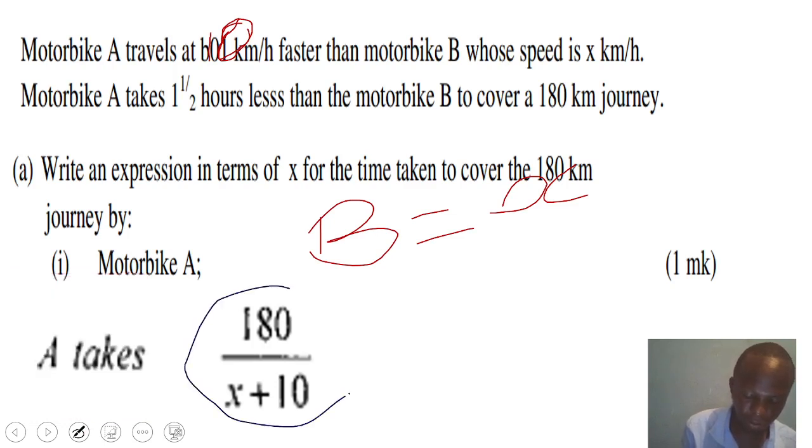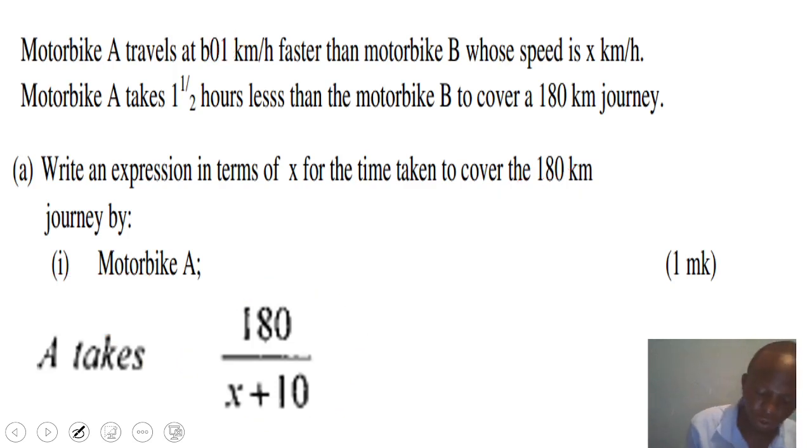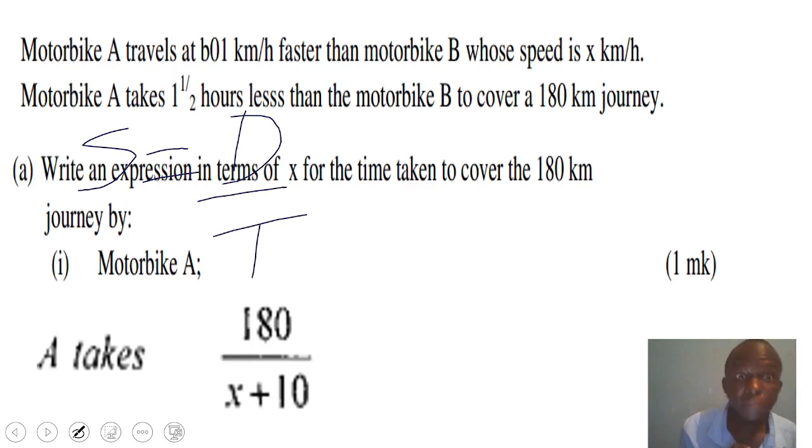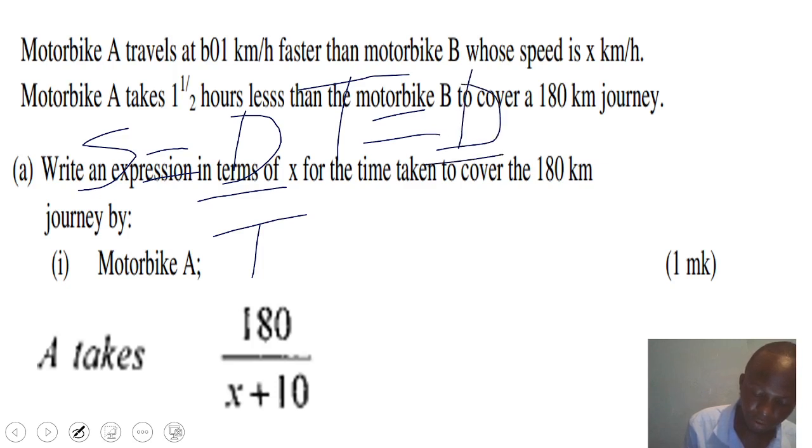A. The expression is 180. Now how has this come about? We should know that since speed is equal to distance over time, then the time can be calculated as distance over speed. In this case, the distance is 180 and the time taken by motorbike A is x plus 10. Why are we saying x plus 10?